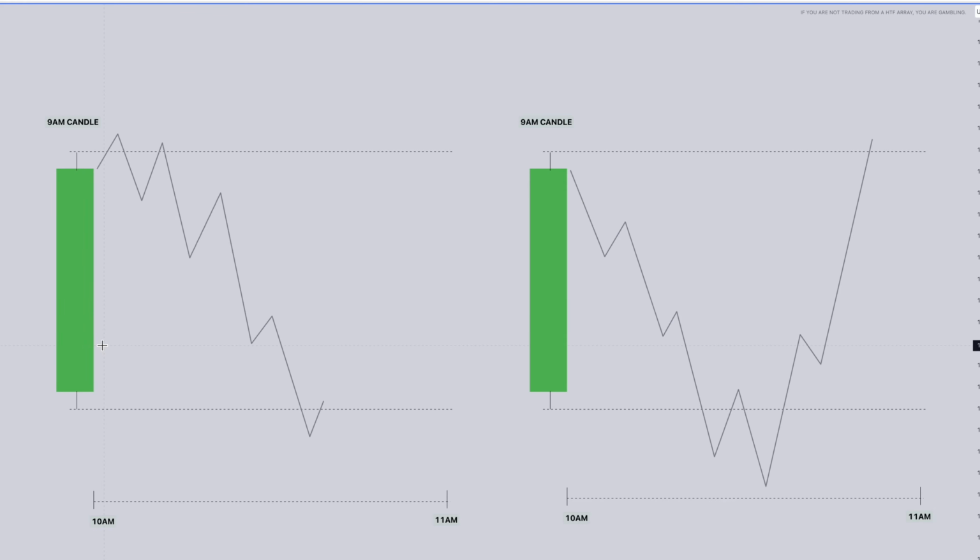This is how the framework looks like. So you have your 9 a.m. candle. So for example, let's say bullish candle. You mark out the highs and the lows. And then you wait for the high to be swept and target the 9 a.m. low within the silver bullet window. Or you wait for the low to be swept and then you target the high of the candle.